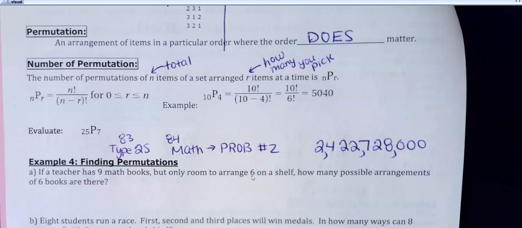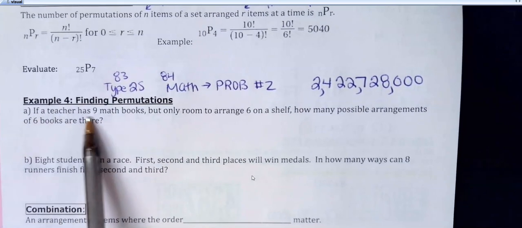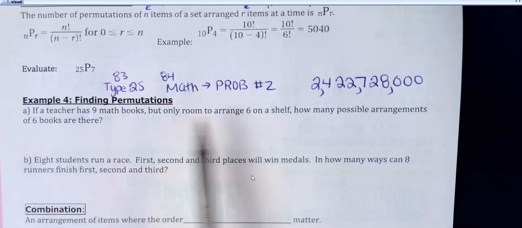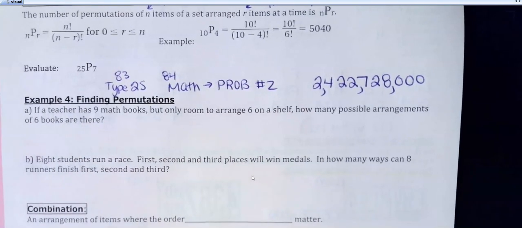But you've got to read through the question to see if the order matters. So here's just a couple examples. So this says if a teacher has 9 math books, but only room for 7 on the shelf, how many possible arrangements of books are there?